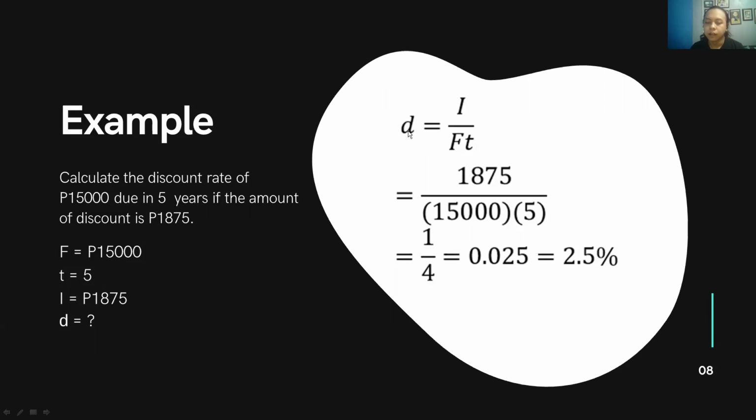Now, substitute the given interest of 1,875 over face value of 15,000 multiplied by time of 4 years. We will get 1 over 40, or 0.025, or 2.5% in percentage form of discount.